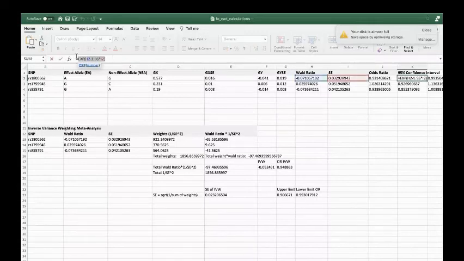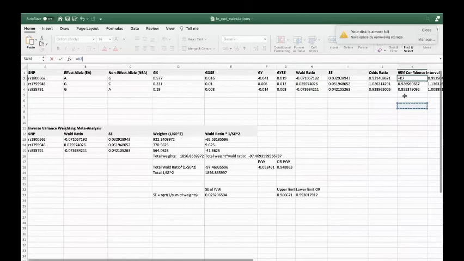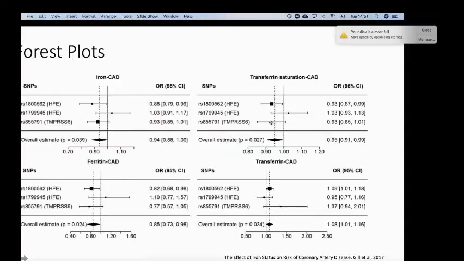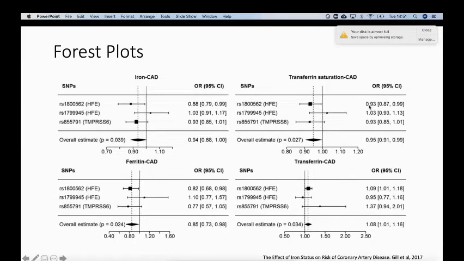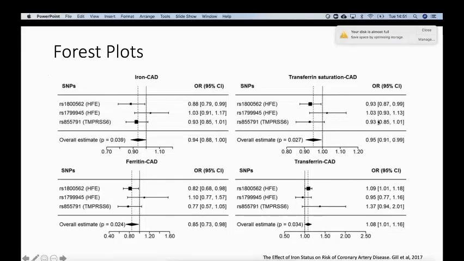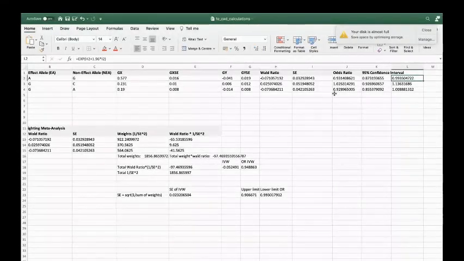So here, this is the calculation I'm using. I'm taking H2, which is the Wald ratio. I'm subtracting 1.96 times that standard error. And then at the end, I'm exponentiating it to find the odds ratio. And that gives us the odds ratio. Okay, and that is the calculation. So remember these figures for this: 0.93, 0.93, 1.03, 1.03, 0.93.